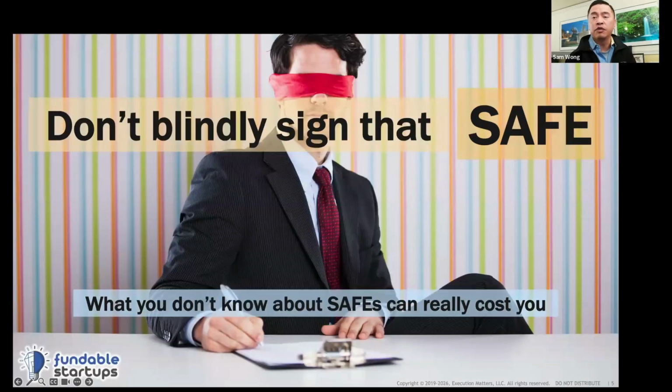Fundamentally, one of the things we do tell founders is don't blindly sign a safe. Okay, if you're fundraising, there are a lot of nuances about a safe that can really be a surprise. And what we're trying to do here in this session is help you understand the nuances so that you can make informed decisions about how you want to fundraise for your startup.